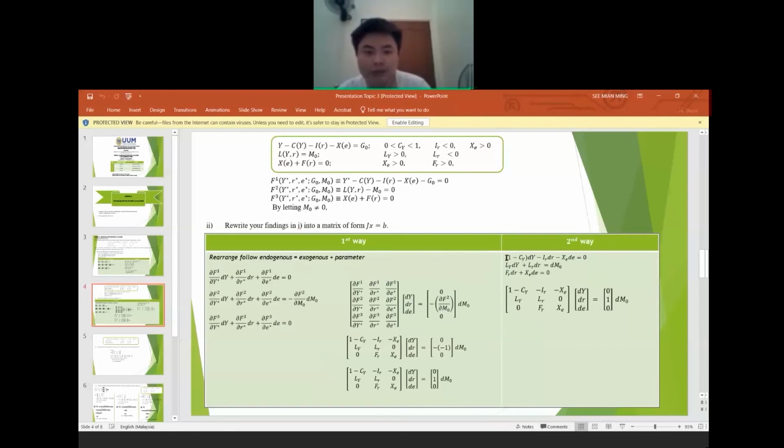First, we have to find out the derivative of y, the dy. So it's referred to here. You can see the y minus c, we will get 1 minus c subscript y, which is this. So and so on. Eventually we will get the same answer of the matrix form by using this method.